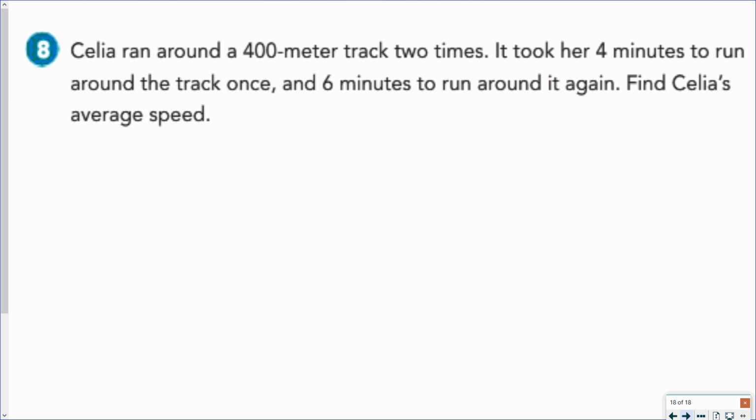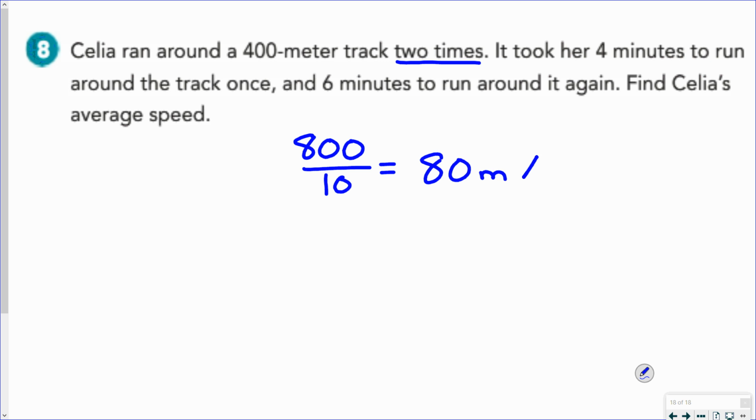And finally, Celia ran around a 400-meter track 2 times. So that gives us a total distance of 800 meters. It took her 4 minutes to run around the track once, and 6 to run around it again. So that gives a total of 10 minutes. So 800 divided by 10 would be 80 meters per minute.